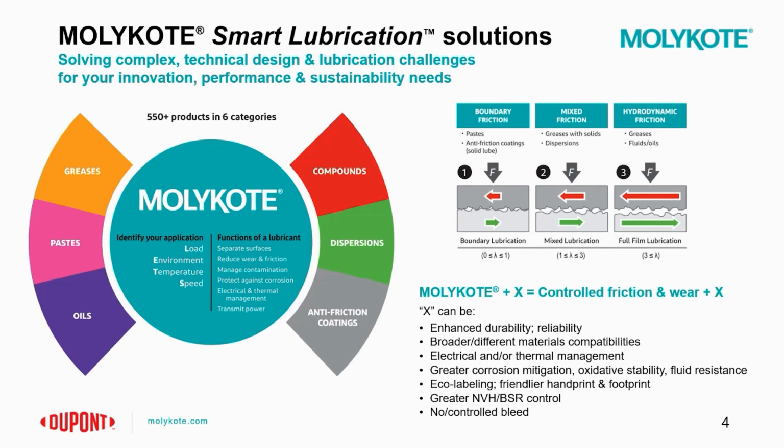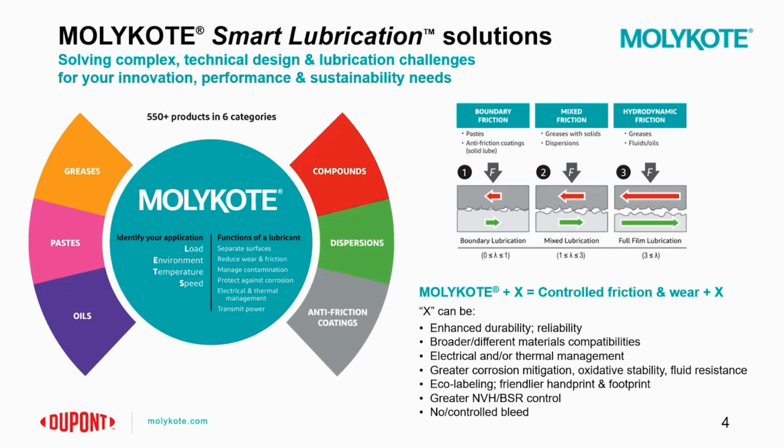So the MOLYKOTE portfolio encompasses a number of product families, including greases, pastes, oils, compounds, dispersions, and anti-friction coatings. And when identifying a particular lubricant for a specific application, we use the acronym L.E.T.S, which stands for load, environment, temperature, and speed. Depending on specific application parameters, the overall function of the lubricant itself will vary.